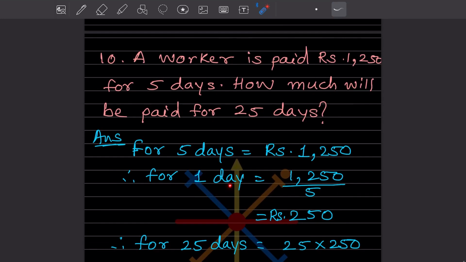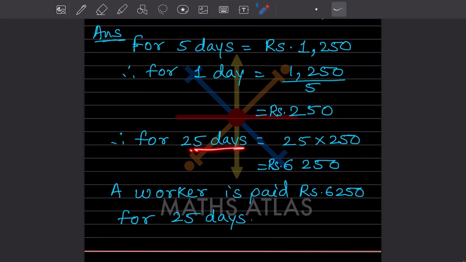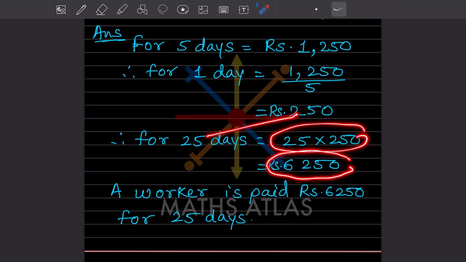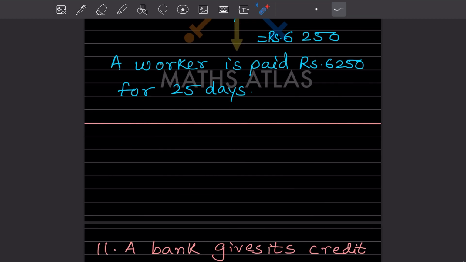Now this we got for 1 day. So we have to see for 25 days. So for 25 days, how much is that going to be? 25 into 250, that is going to be 6,250. So the worker is paid rupees 6,250 for 25 days.